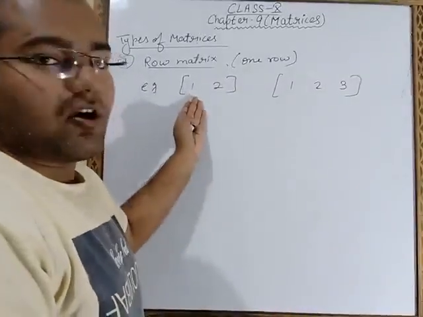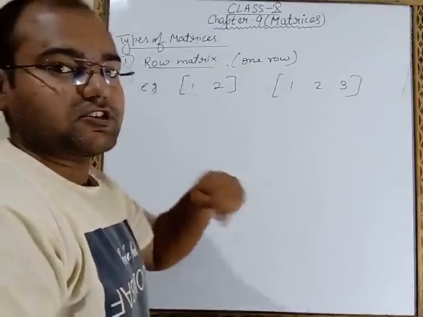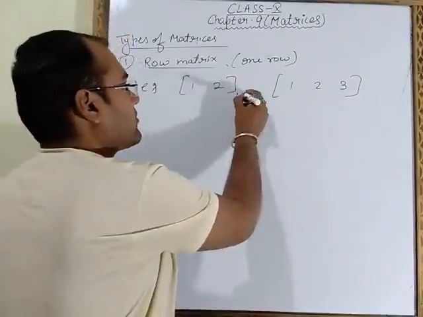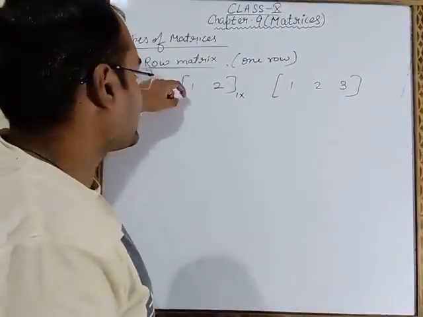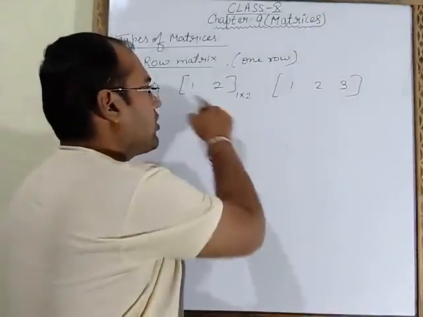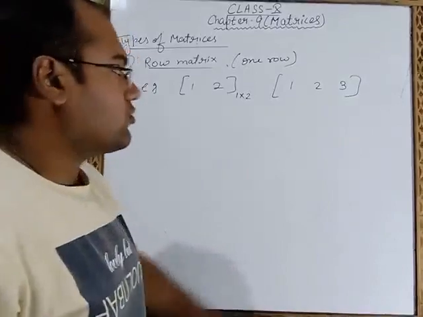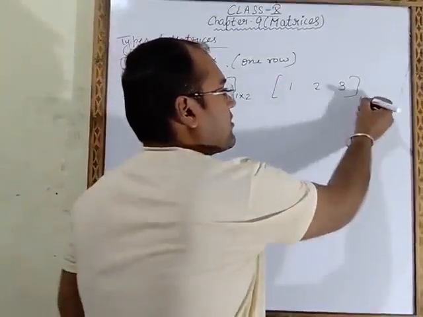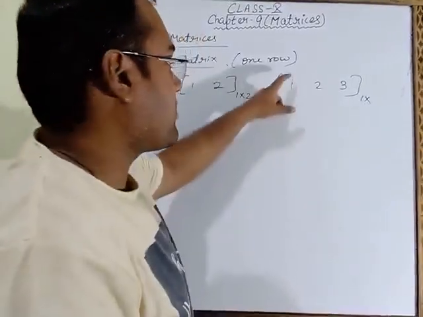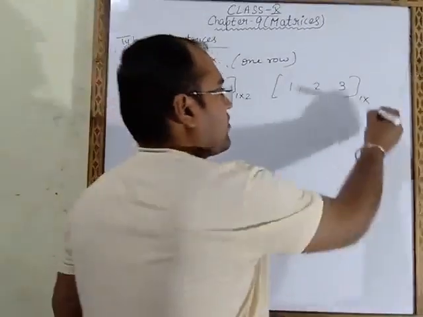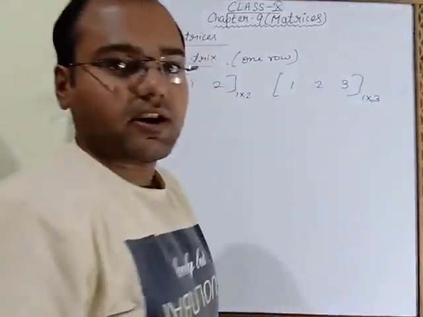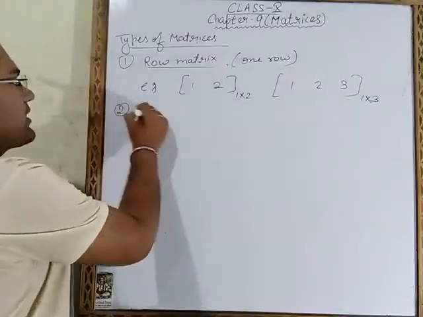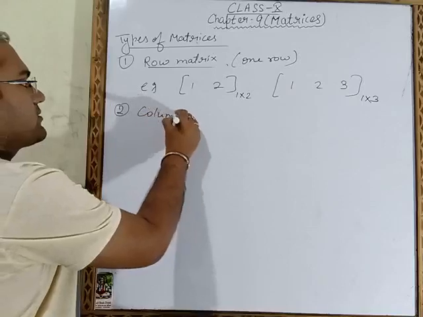If I write the order of this matrix, order of a matrix means row multiplied by column. How many rows are there? 1 row. Multiply column. How many columns are there? First column, second column, 2. So the order of this matrix is 1 into 2. Here only one row is there. So 1 into columns. How many columns are there? 1, 2, 3. 3 columns. So the order of this matrix is 1 into 3. 1 by 3.